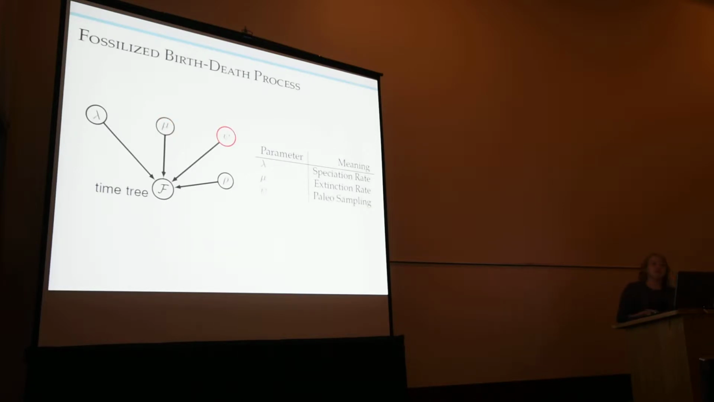Here we have psi, which is the rate at which extinct lineages and fossils are recovered along the tree. And rho, which is our extant sampling proportion, so the proportion of our extant species that we have sampled in our tree.